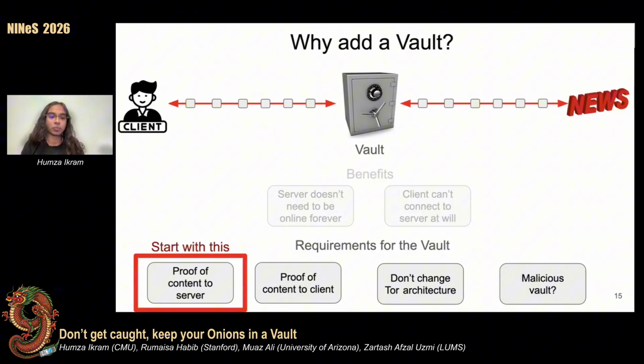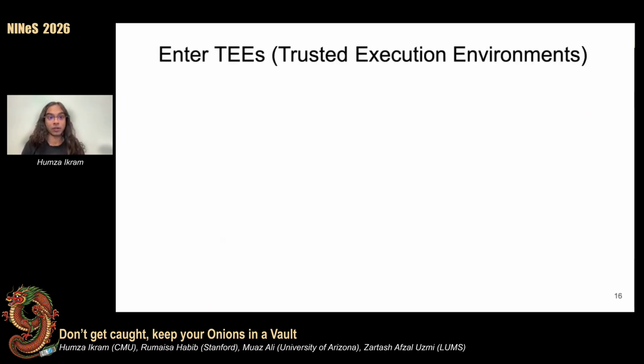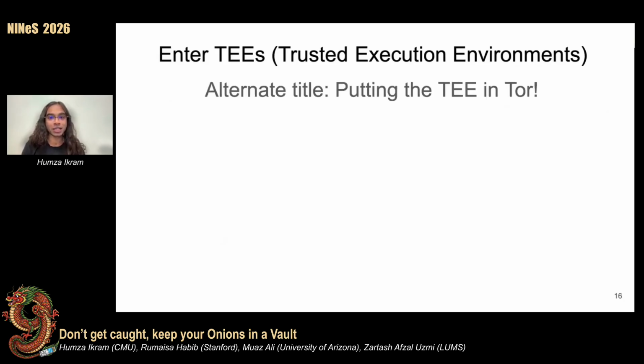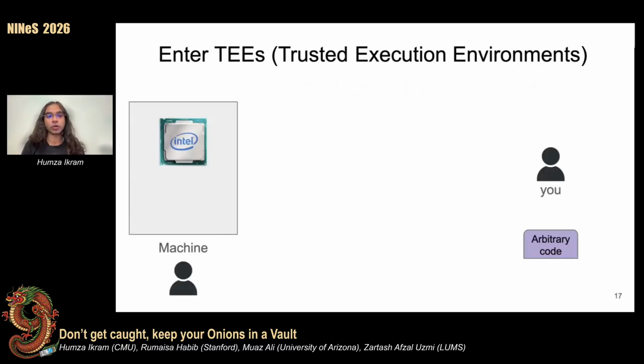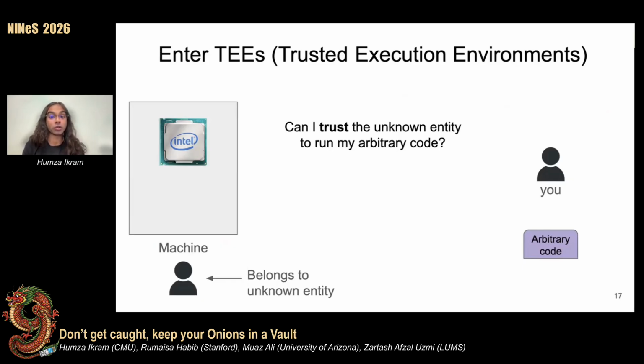We'll start with proof of content to the content provider. And for that, we will use trusted execution environments, which did inspire us to maybe think of this as a title, but we settled on the other one, putting the T in Tor. Yeah, so trusted execution environments. They let you take arbitrary code and run it on someone else's machine. So let's suppose we have a machine that belongs to an unknown entity. We want to be able to trust them to run my arbitrary code.